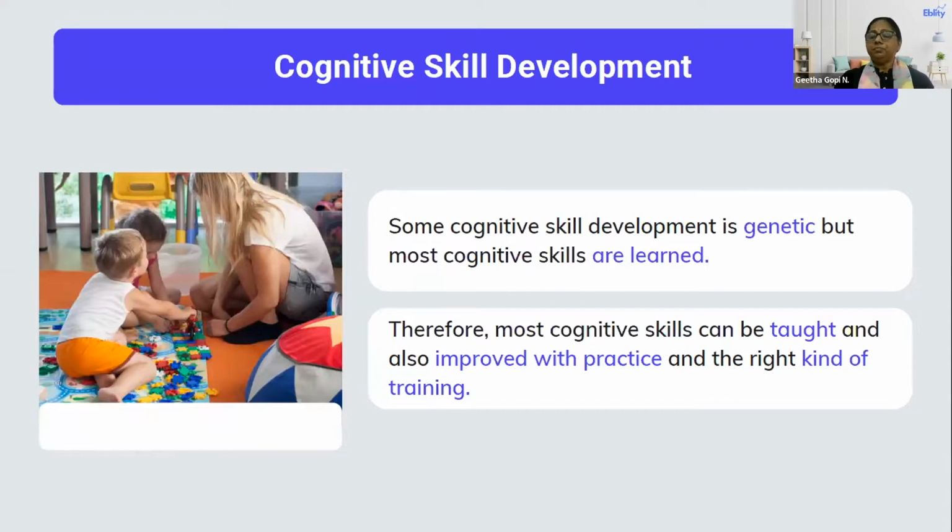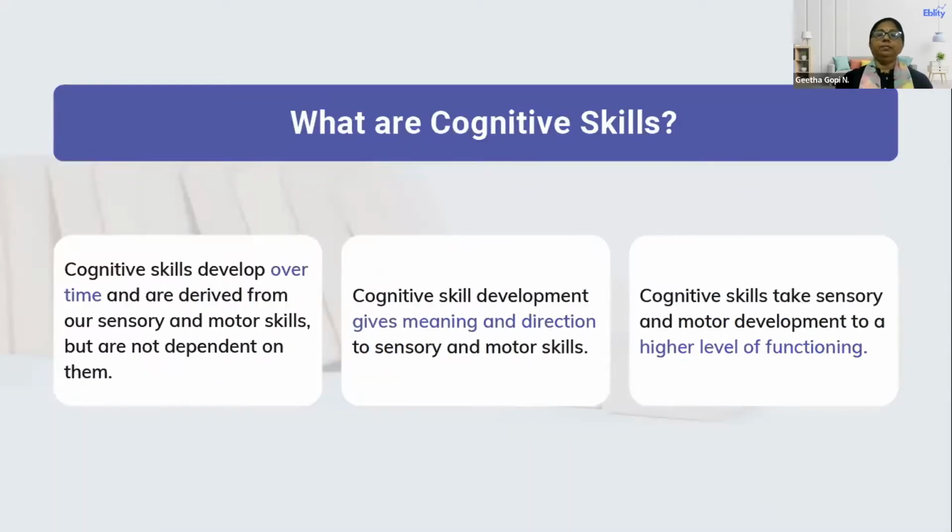Therefore, learning environments can be created in such a fashion that cognitive skill development takes place, and a lot of repetition and practice can be given, so that they are firmly reinforced in the child. So what are some of these cognitive skills that we're talking about?